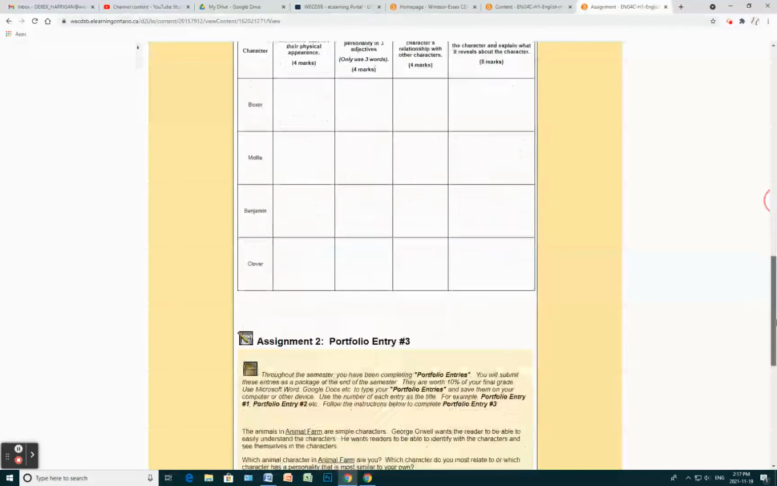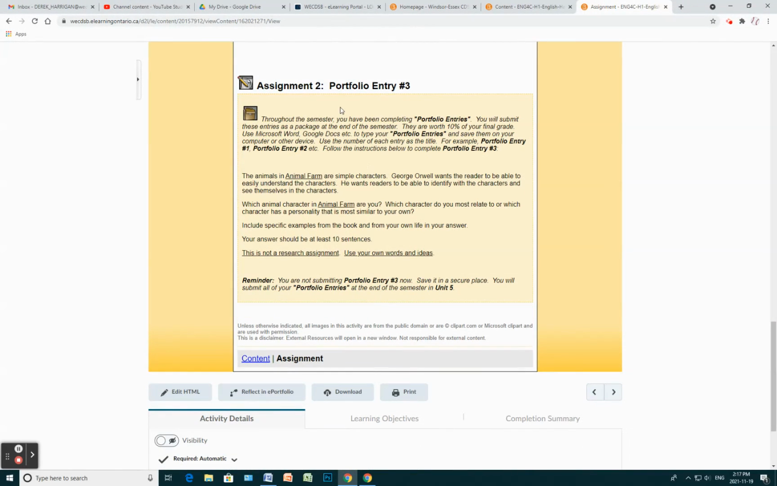If we move down to the second assignment, it will be a portfolio entry. You've already done 2 portfolio entries, one in Unit 1 and one in Unit 2. We're going to have 2 portfolio entries in this unit, Unit 3, and this is our first one. So you should just go back to the Microsoft Word document or the Google Doc where you have your first 2 portfolio entries, and then go to the next page and answer this question for entry number 3.